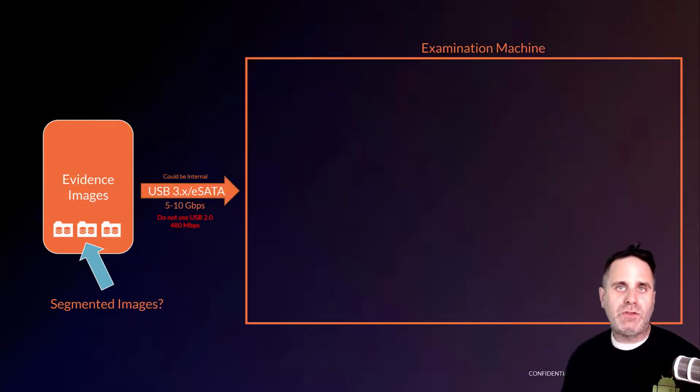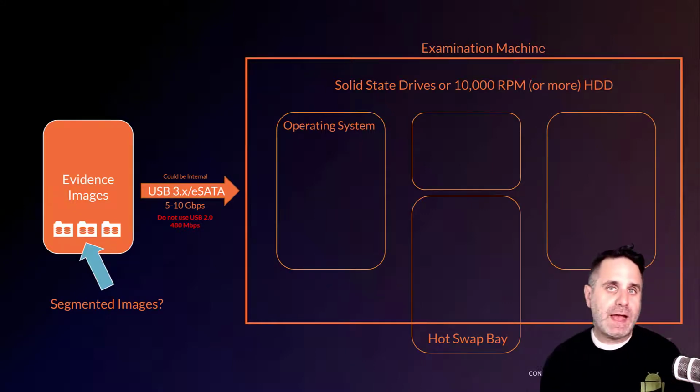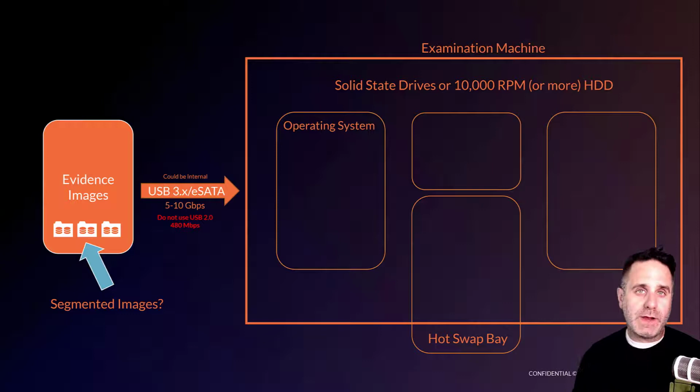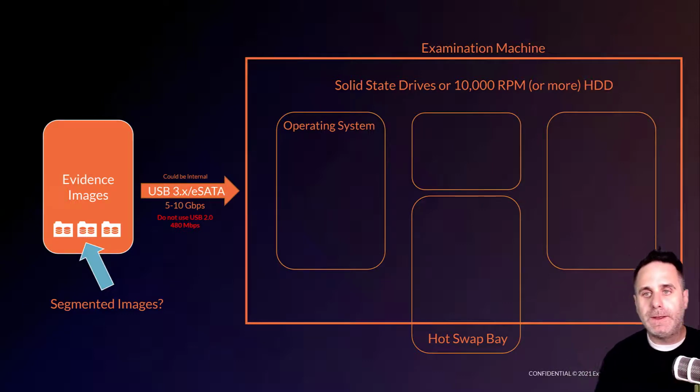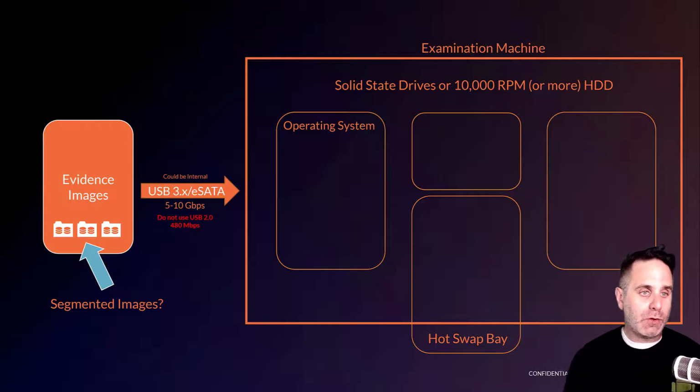So let's jump into our examination machine and take a look at some of the drives and the way we can configure our install within our examination machine. First off, you should really try to get solid state drives as they are the quickest. Or if you are going to go with spinning hard drives, you want to start with 10,000 RPM drives if you can, just because they are the quickest.